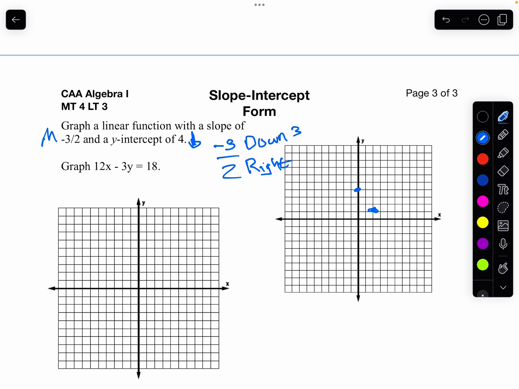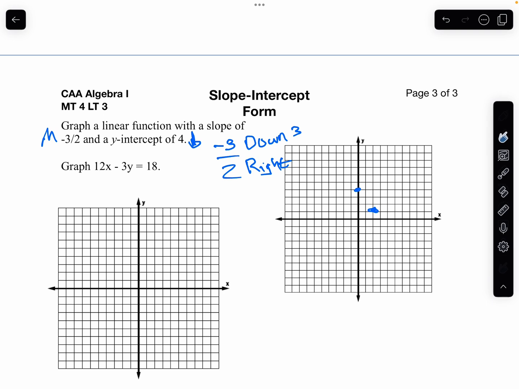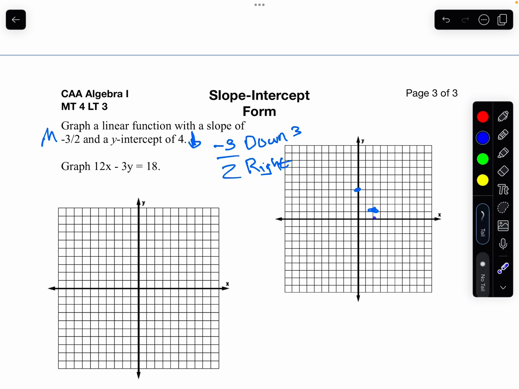And from that point, I'm going to continue to go down 3 and to the right 2. And then I'll draw my graph. I didn't draw that very well. I'm going to redo that. There we go.